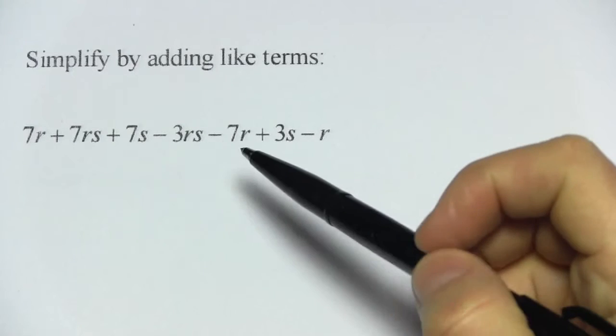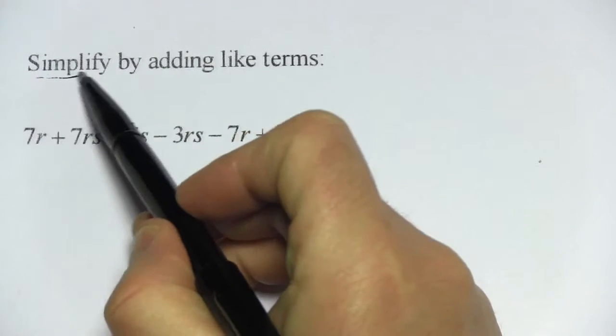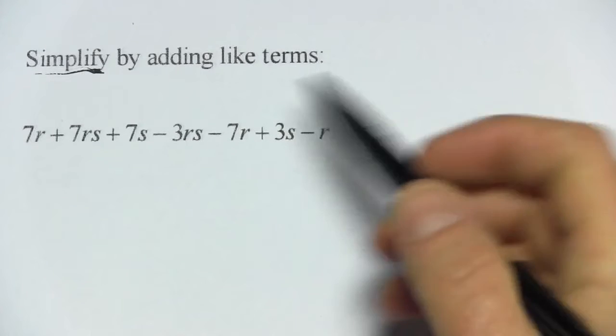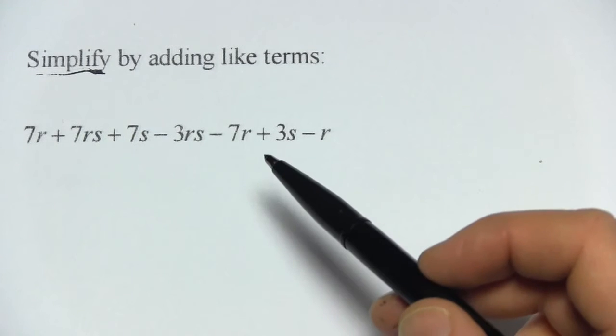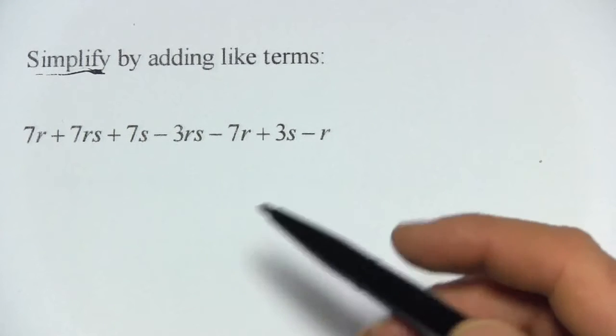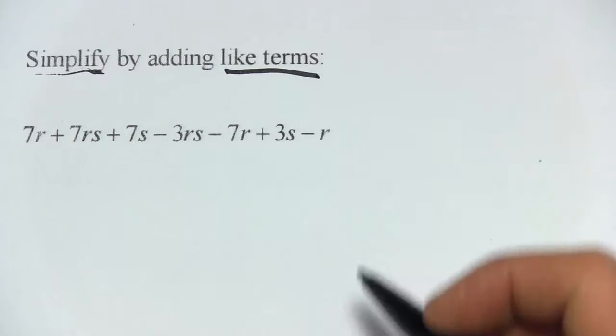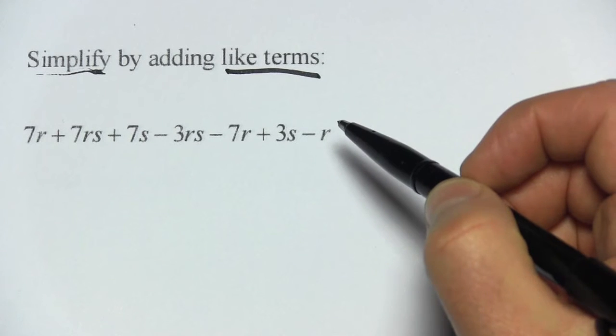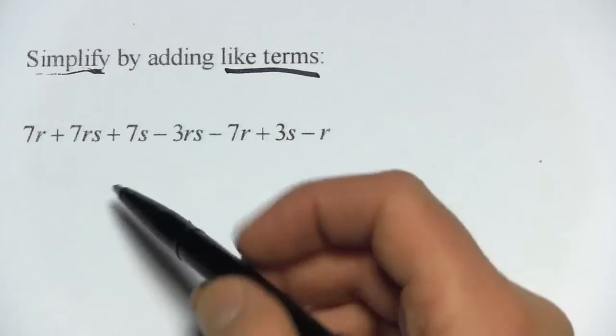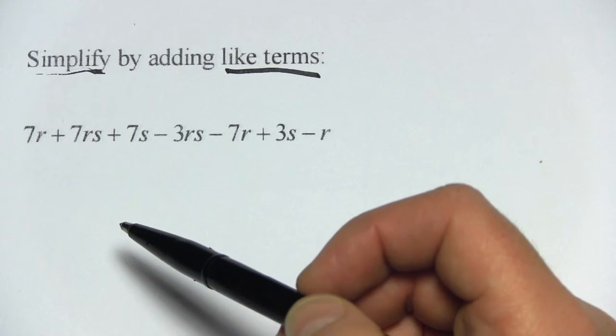A lot of the work we do in algebra is simplifying. We're trying to make things less complicated, smaller, more compact. One of the chief ways we can do this in algebra is to add together what are called like terms. So what's a term in the first place? Well, terms you can think of as groups of things that are multiplied to each other.